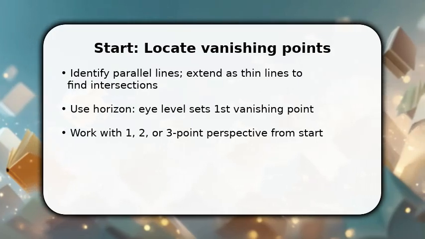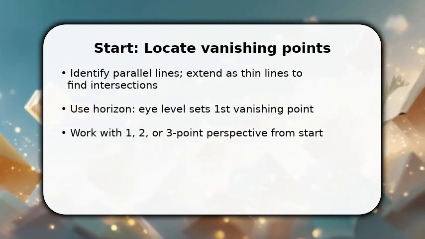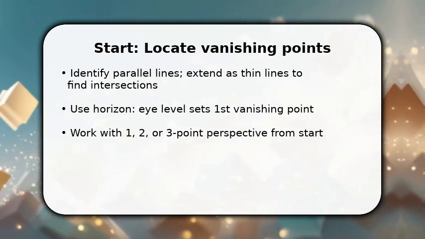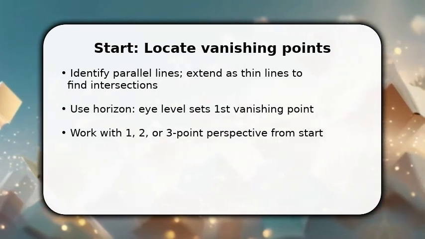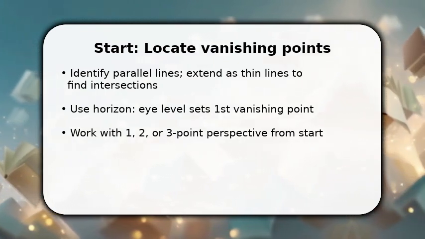You begin by identifying strong edges: roof lines, road edges, window sills. Trace these lines lightly until they intersect. Those intersections are your vanishing points. Why this matters? Vanishing points define depth and scale, so you're setting the scene.